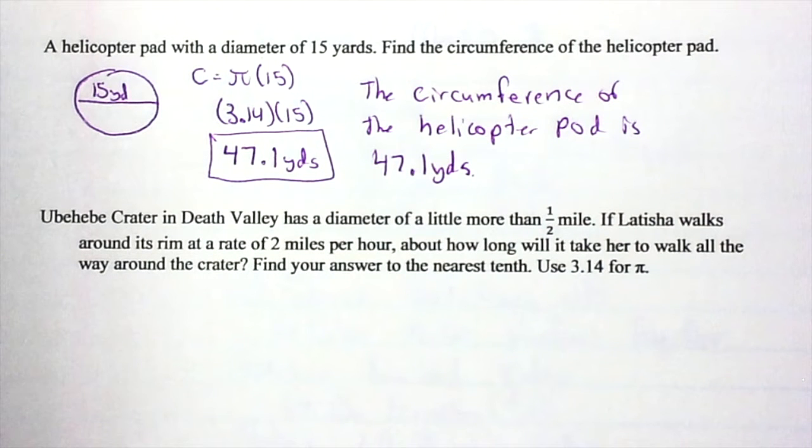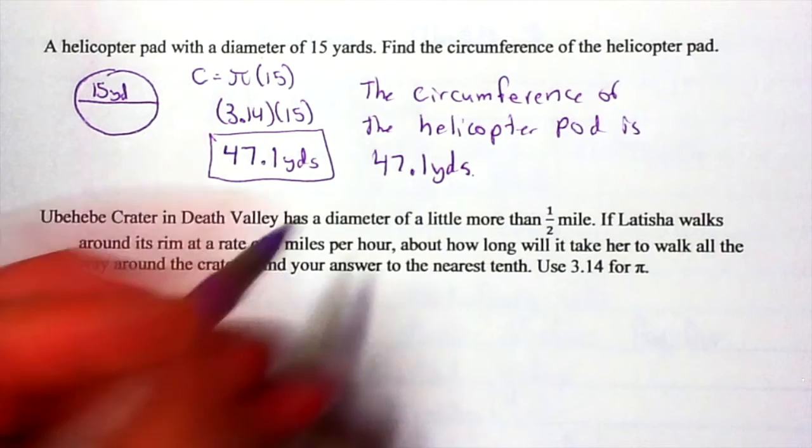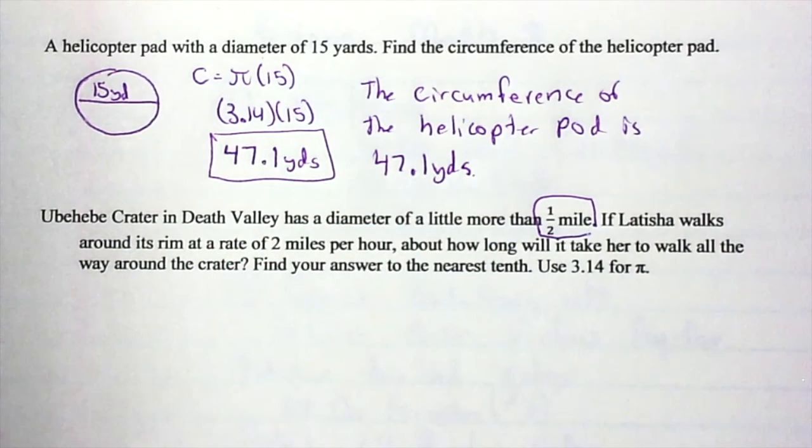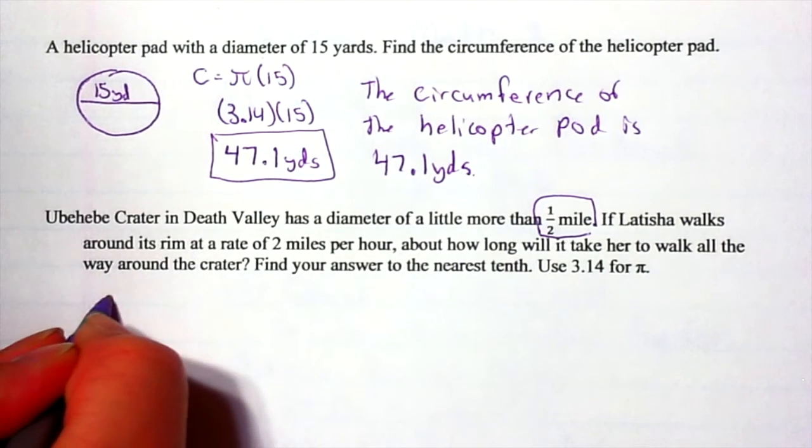Now the next one is a little bit more complicated, because it says the crater here in Death Valley has a diameter of a little bit more than half a mile. If Yatisha walks around its rim at a rate of 2 miles per hour, how long will it take her to walk all the way around the crater? Find your answer to the nearest tenth. Use 3.14 for pi.